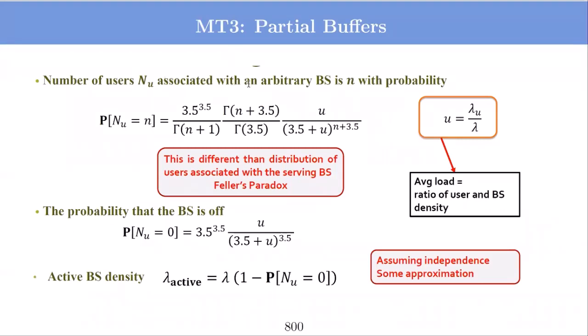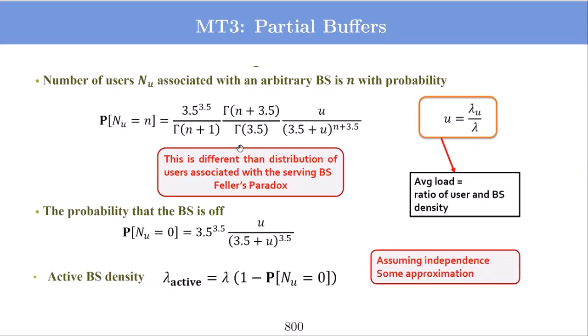So this is a very interesting result. This is again empirically calculated. You can compute the number of users associated with an arbitrary base station, and with probability, right? Which is given by this. So the number of users associated with an arbitrary base station is n with probability this one. Okay, where U is the ratio of the user density divided by the base station density. This is basically the average load per base station.